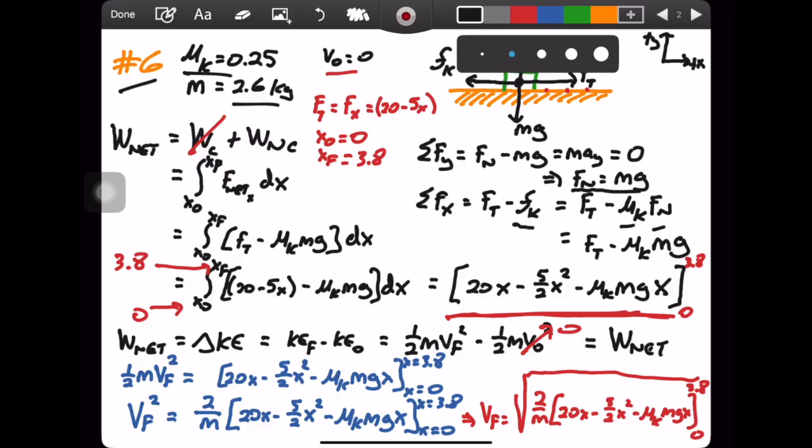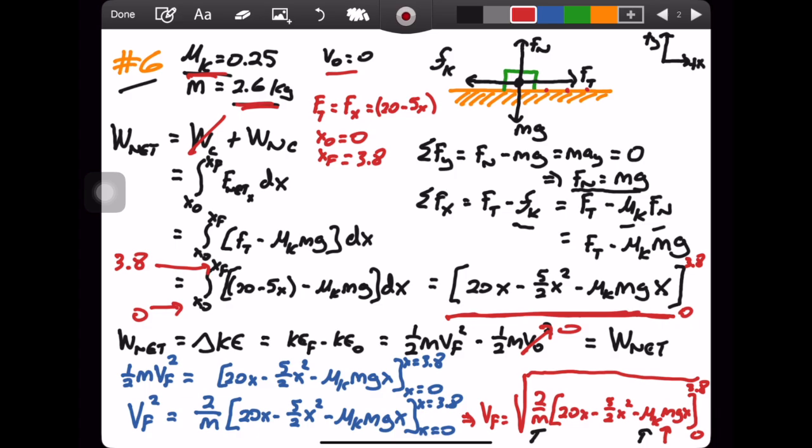The m term right here, that's this 2.6 kilograms. The mu k term, we were given that as well. That's the 0.25. And we have the mass term again right here, which we just showed was 2.6 kilograms. g is 9.8. And finally, you just plug in 3.8 for x. And that's how you get the velocity final.